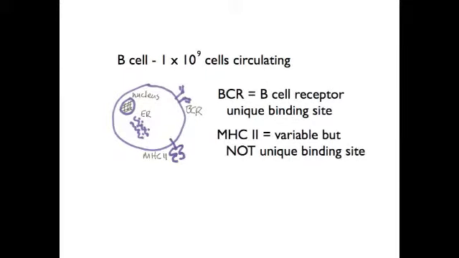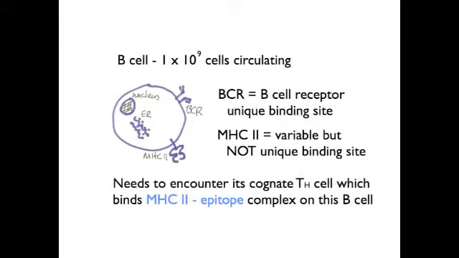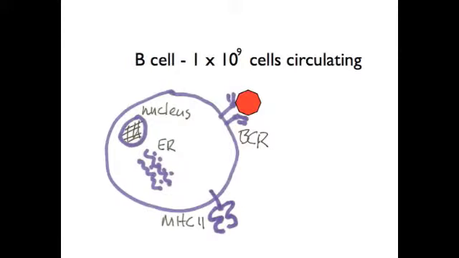Additionally, this naive B cell has an MHC2 molecule on its surface, which has a variable, but not unique, binding site. To become activated, this naive B cell needs to encounter its cognate T helper cell that will bind to the MHC2 epitope complex presented by this B cell. So how does this happen?